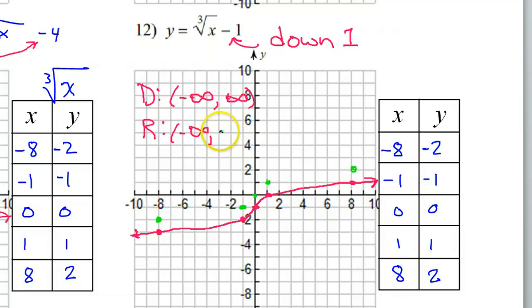Well, surprise, surprise, surprise. And that is the last problem.